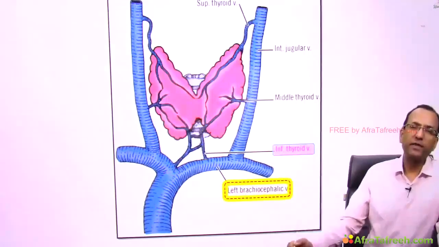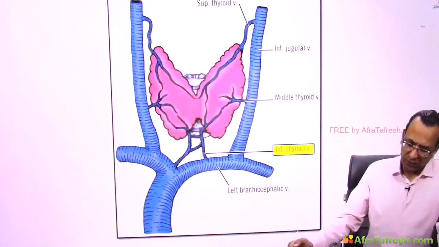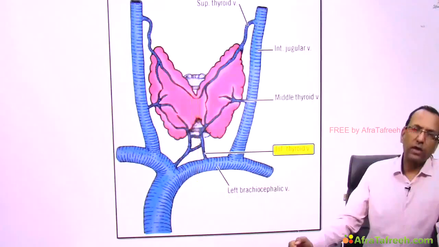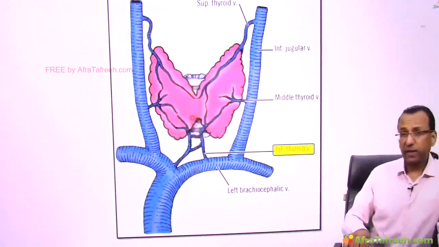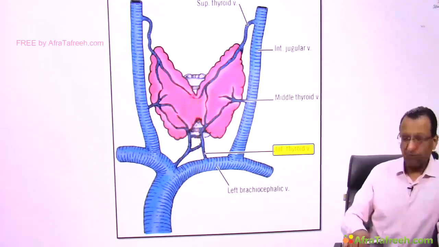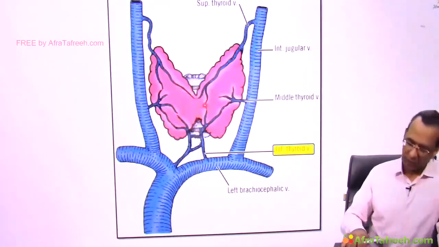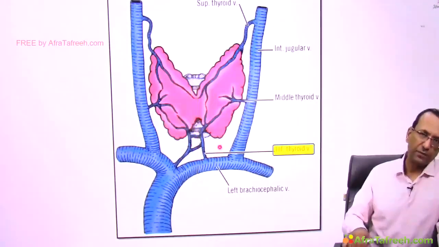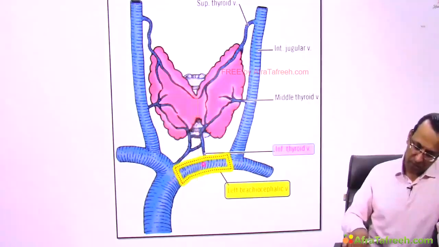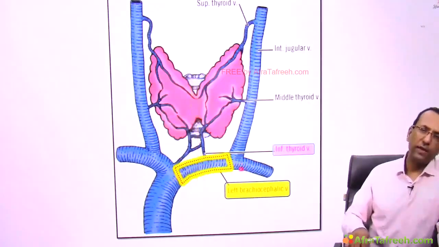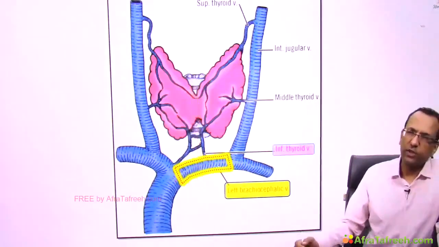This time it is the left side. Now you have to understand that when we are doing emergency tracheostomy, and when we are cutting the isthmus of the thyroid, it's a midline incision, you have to be careful about these veins, which are the inferior thyroid veins, because they are near the midline. And also about this vein. Which one? The left brachiocephalic vein. It is also at risk of injury in emergency tracheostomy.